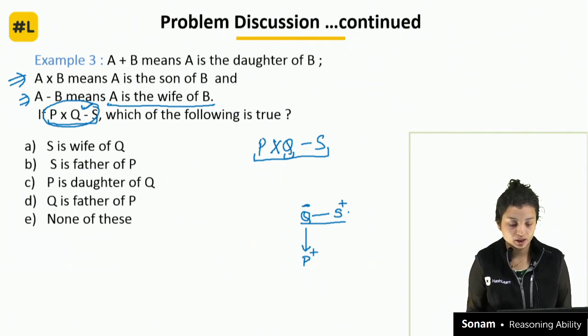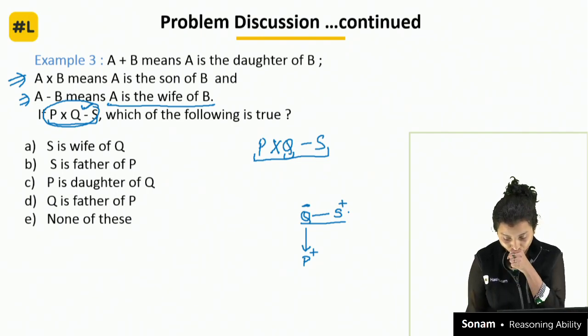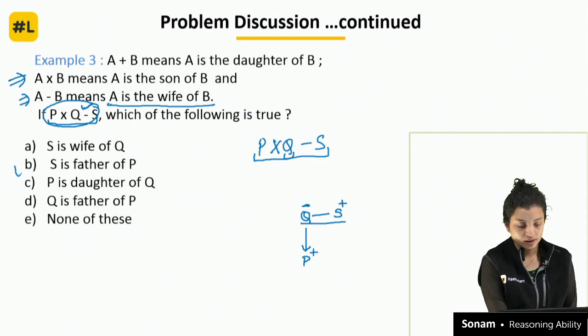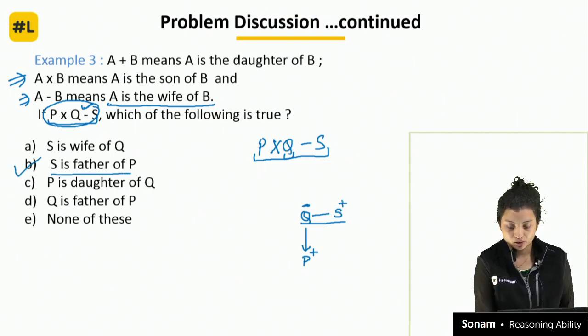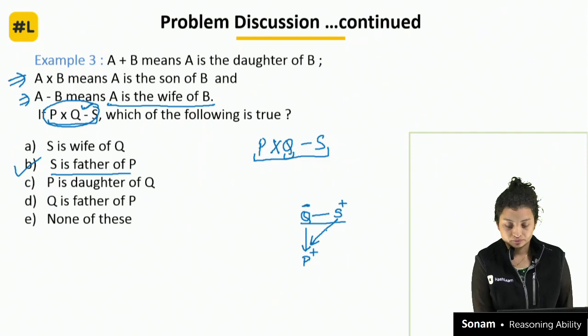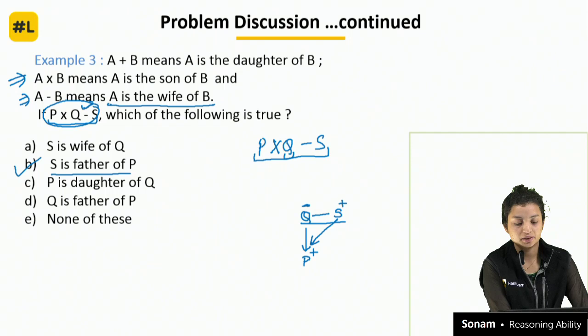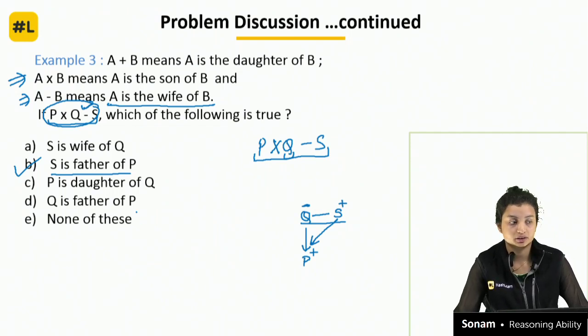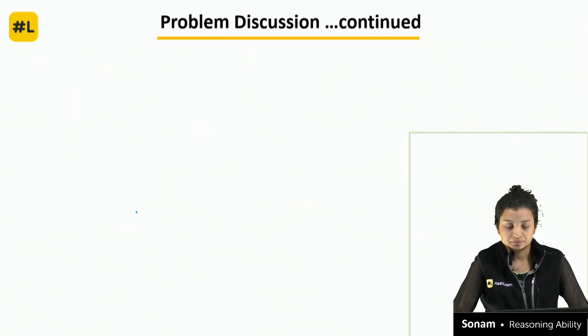Read the option, which option will be correct? Obviously, S is father of P because S and Q are married and they have a son P. Got it? It's very simple. So the statement is already given to you. You just have to draw the diagram and look at the option which one will be correct. Okay. Next example.